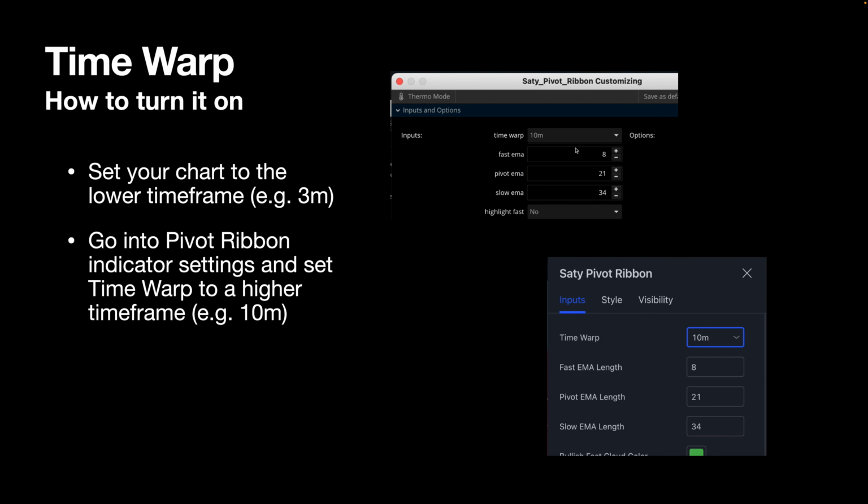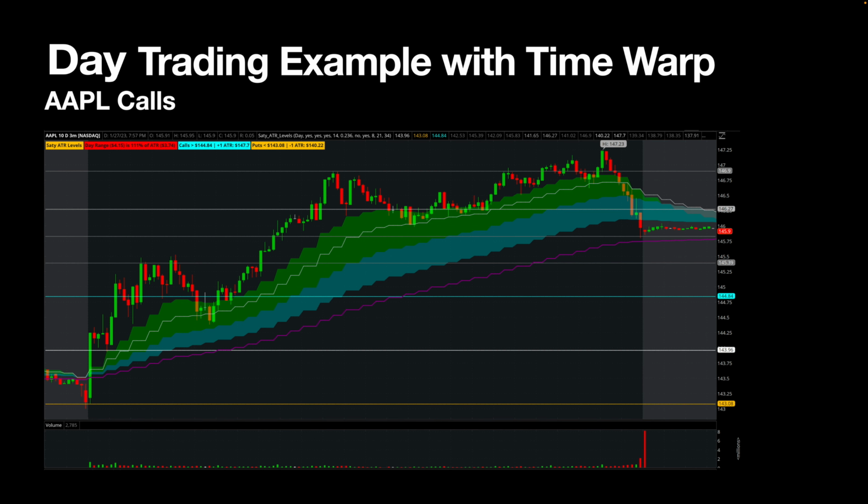You can set it up. So put yourself on a 3-minute chart and then set the time warp up for 10-minute. And what you'll get is something that looks like this. So we were talking about Apple calls earlier, right? So this is the 3-minute chart with a 10-minute time warp.